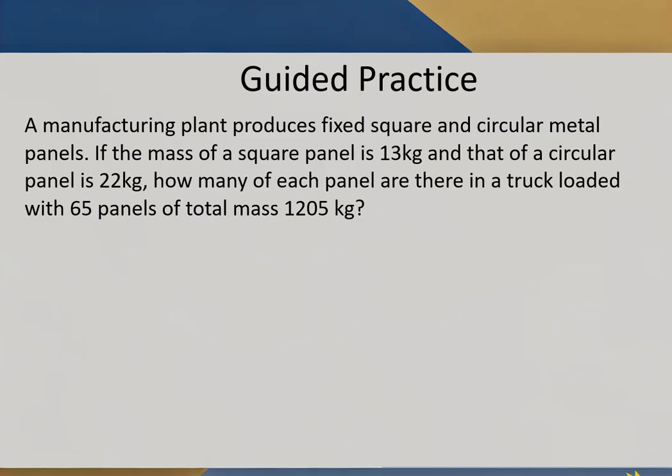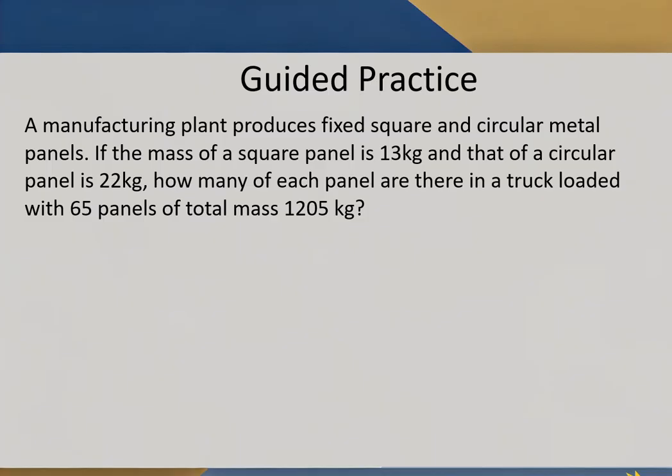The last question that we are going to be doing is: a manufacturing plant produces fixed, square, and circular metal panels. If the mass of a square panel is 13 kilos and that of a circular panel is 22 kilos, how many of each panel are there in a truck loader with 65 panels of total mass 1,205 kilos?